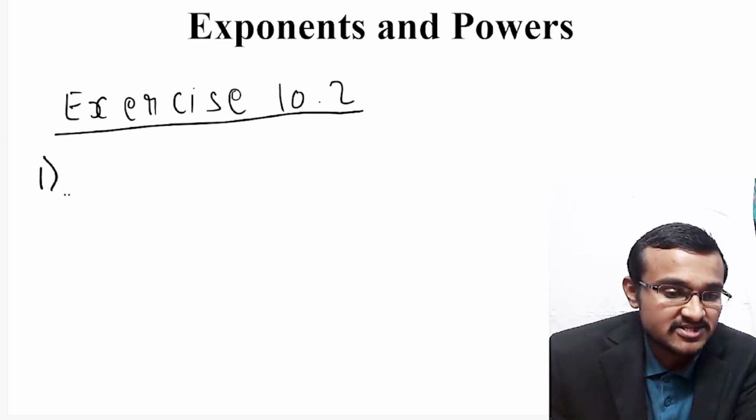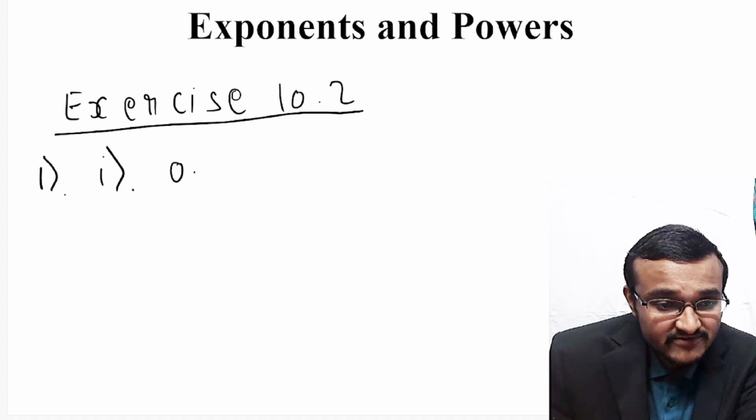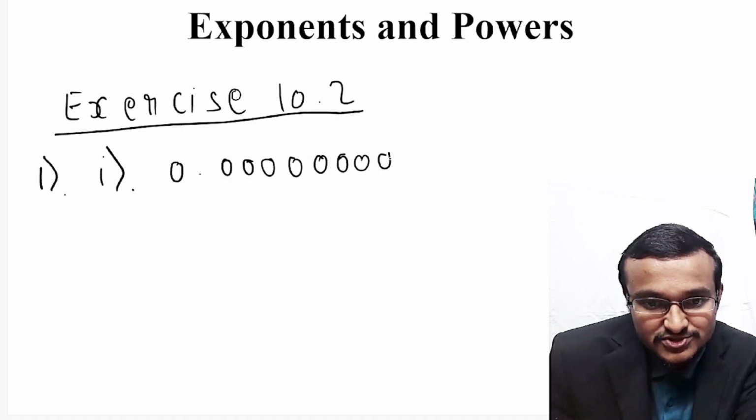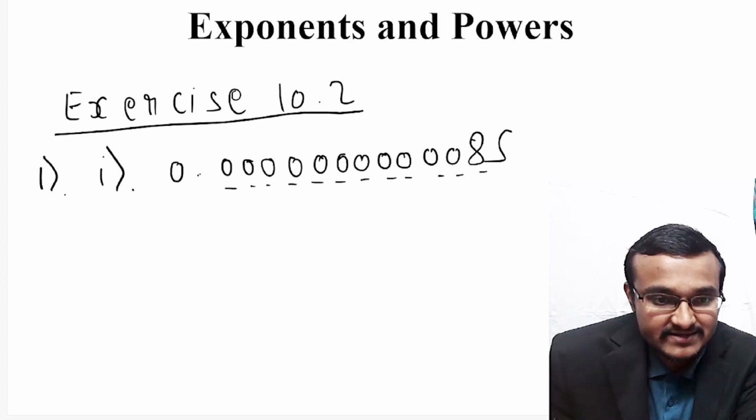Coming to the first question in exercise 10.2, there they have given 0.0000000000085. So after 11 zeros, they have written 85 after the point. Now you should reduce this to a simpler form.